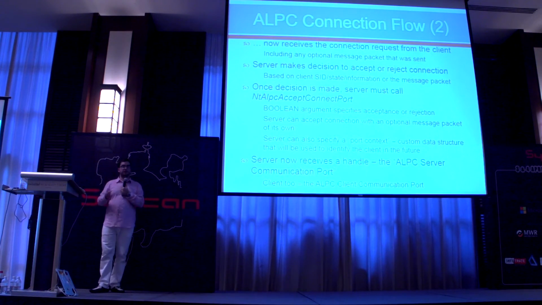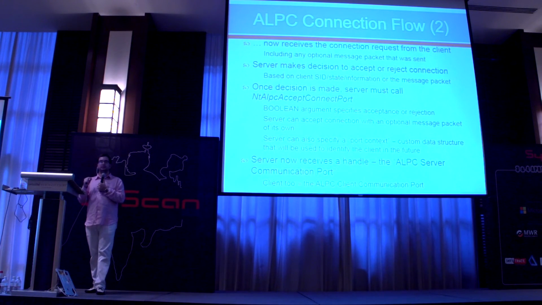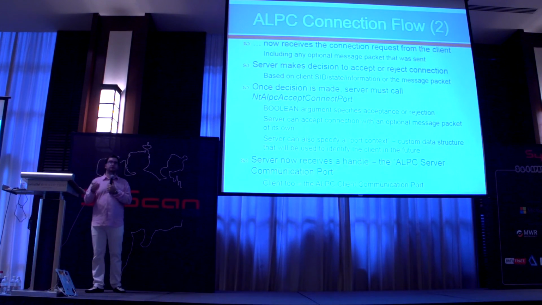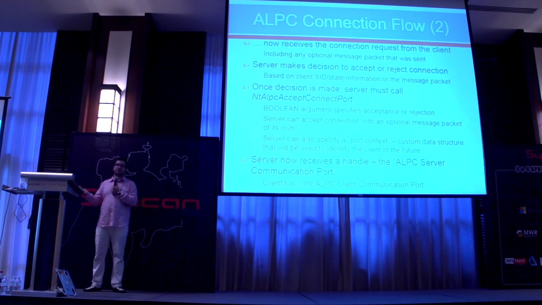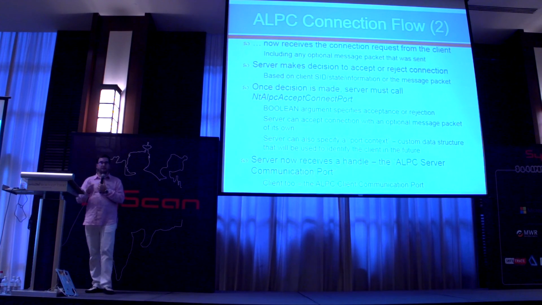Now the server gets a new handle. So you had the initial handle for your connection port. This is the handle through which clients can attempt to connect. Once a client connects to you, once you accept the client, you get a new handle, which is similar to BSD sockets. In BSD sockets, you call socket to have your server socket, and then you call accept every single time you want to accept a client, and you get a new socket handle. So same thing in ALPC.